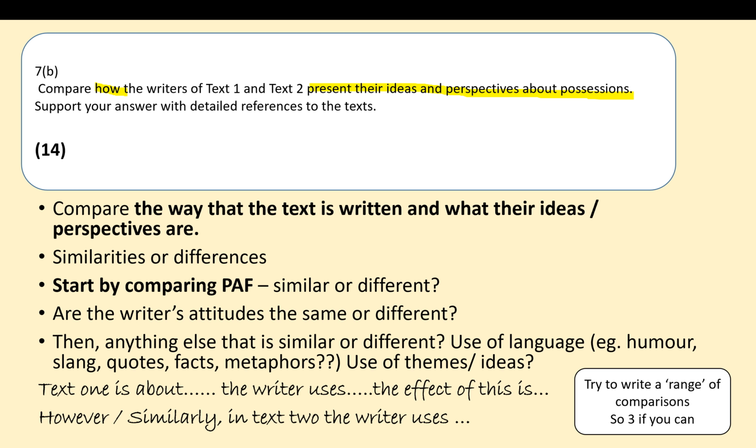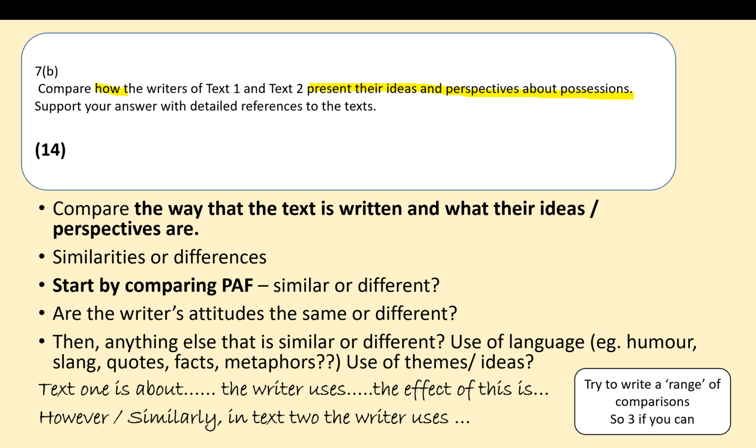However, text 1 is written for, and then who is the target audience, and what's the main theme and idea of it? How is it written? Is it a diary? Is it whatever? And then compare that to text 2 and who the audience is, what the main idea of that one is. Okay, so you see what I mean? Straight away you've easily got a paragraph there.